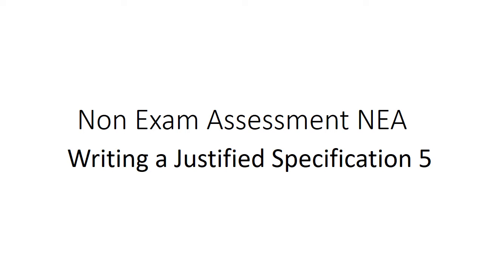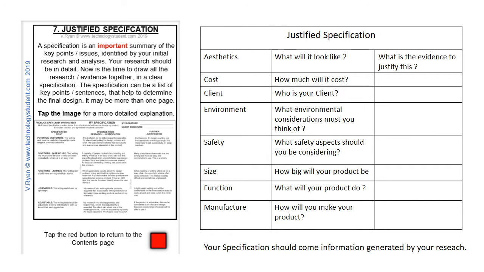We're going to be looking at the non-exam assessment, the NEA, and this is writing a justified specification, number 5 in the YouTube tapes that we've been doing. Number 7 on the NEA app, justified specification. A specification is an important summary of key points and issues identified for initial research analysis. So what we're doing is mapping out a list of criteria which your product should do, from the research you've done, and this is a really good benchmark for you to evaluate against at the end of the project.